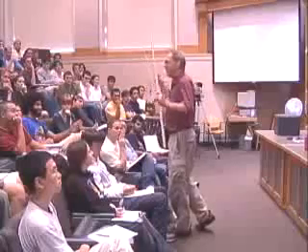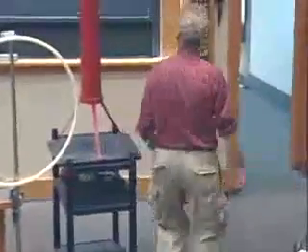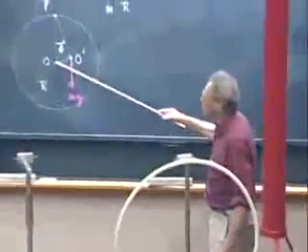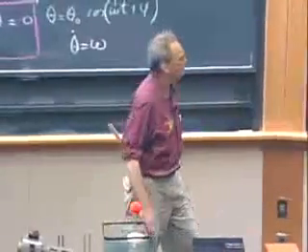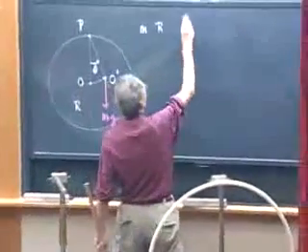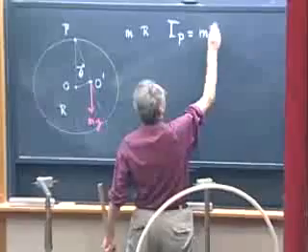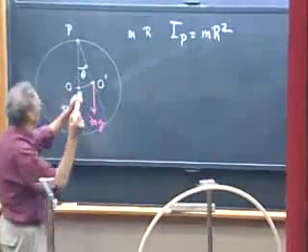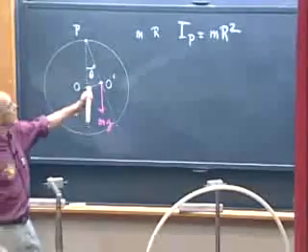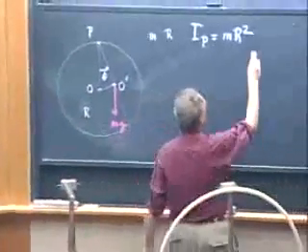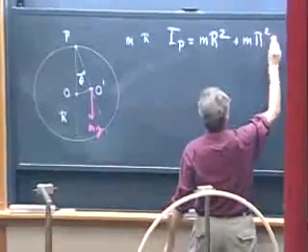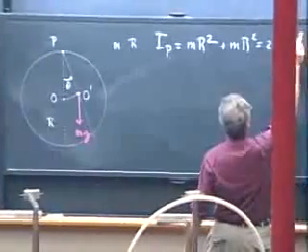What do we call that theorem? Parallel axis theorem. Now we have to add the mass times the distance between the center of mass and that point squared. So the moment of inertia about point P: we take the same axis, move it to P, and we have to add m distance squared. So we have to add plus mR squared, so we get 2mR squared.